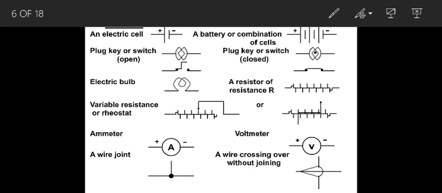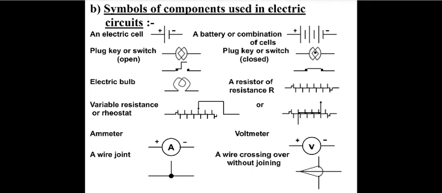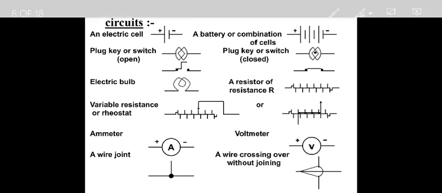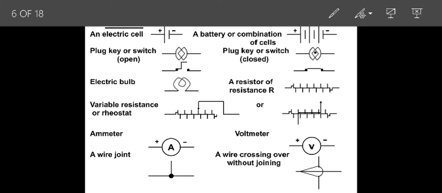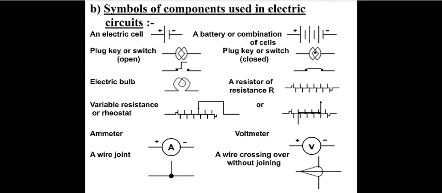Now we will move to the third topic, that is the electric circuit. How does an electric circuit look, and what are the symbols which are very necessary? An electric circuit is a continuous and closed path. You can see here there is a bulb, an ammeter, a plug or the key, and the cell. Whether the key is closed or open decides whether the current is flowing in a conductor or not.